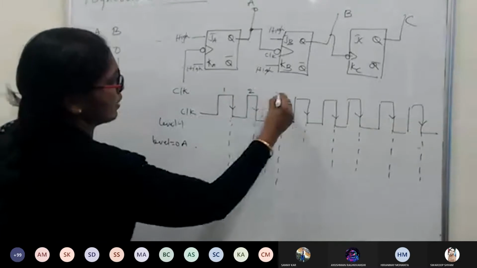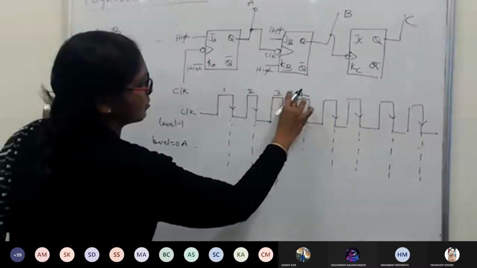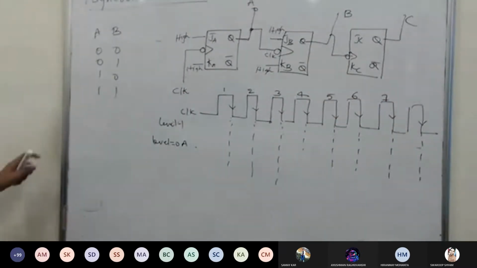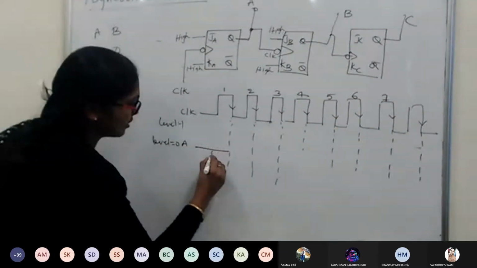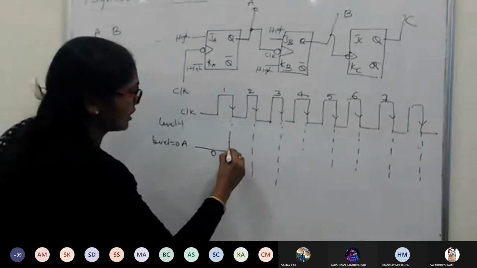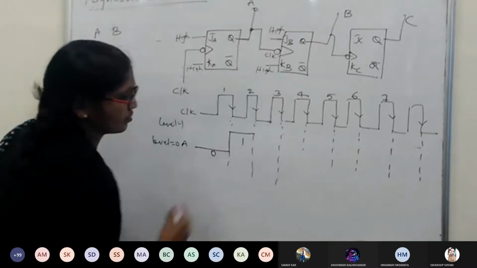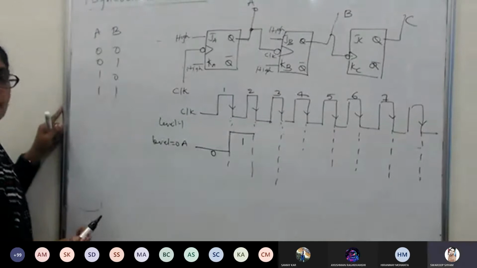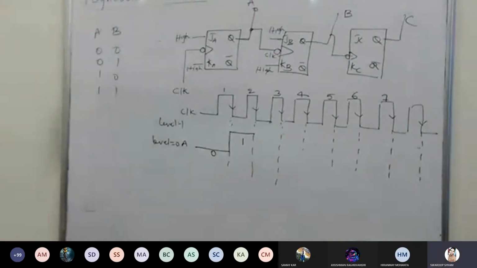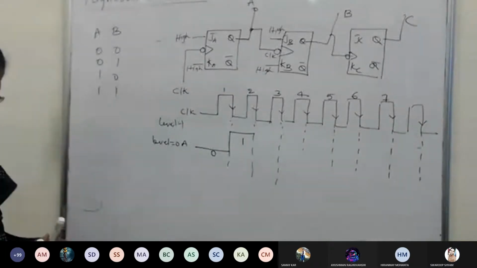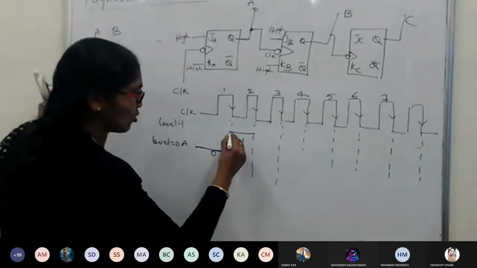The first pulse, second pulse, third pulse, fourth pulse, fifth pulse, sixth pulse, seventh pulse goes on. Now level 0, I'm talking about A. It continues to be 1, right? Then afterwards 0, then 1. Why 0? That's what my question is. That is what everybody will question also. Why 0?